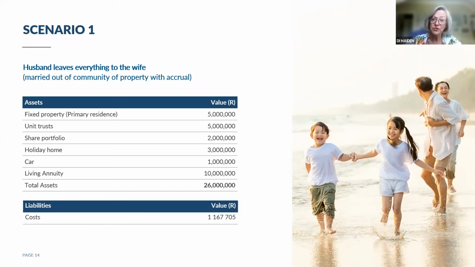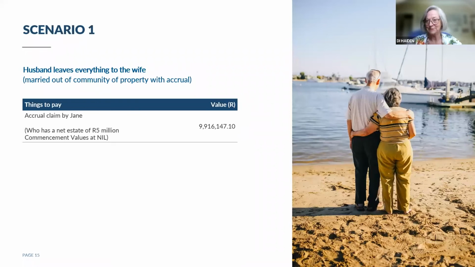So then we've got costs. And that big cost there is actually the executor's fee. And that is the main cost in this estate. There are a lot of slightly smaller costs. You've got to submit documents to the master and there's a cost attached to that, et cetera. But that is the only cost that we've got in this estate. So what is it next? What have we got to pay? And here comes the curveball that many people don't realize is actually happening.